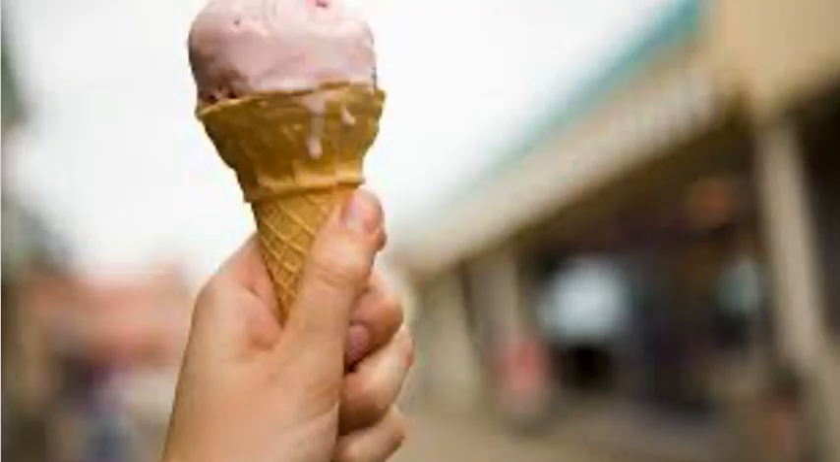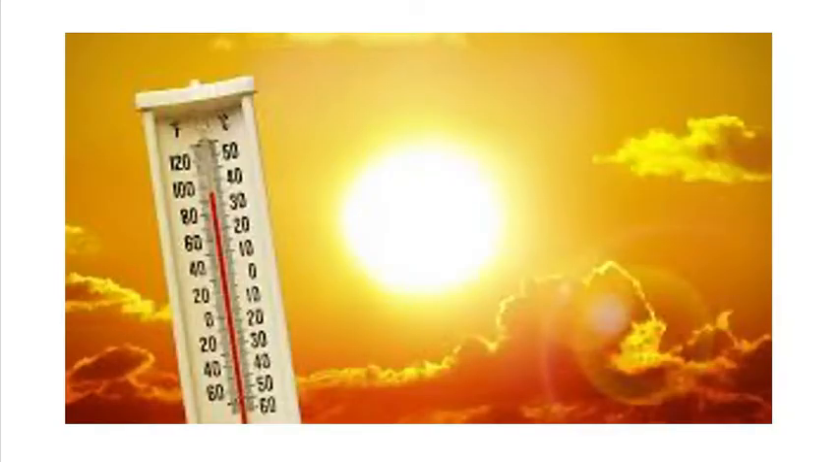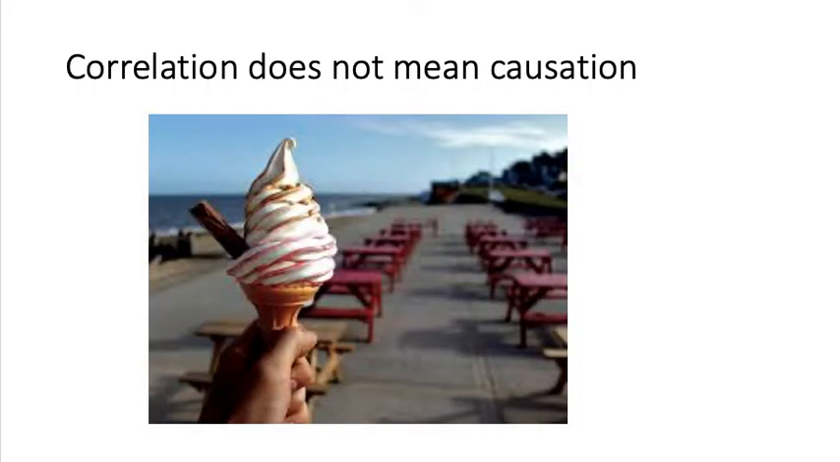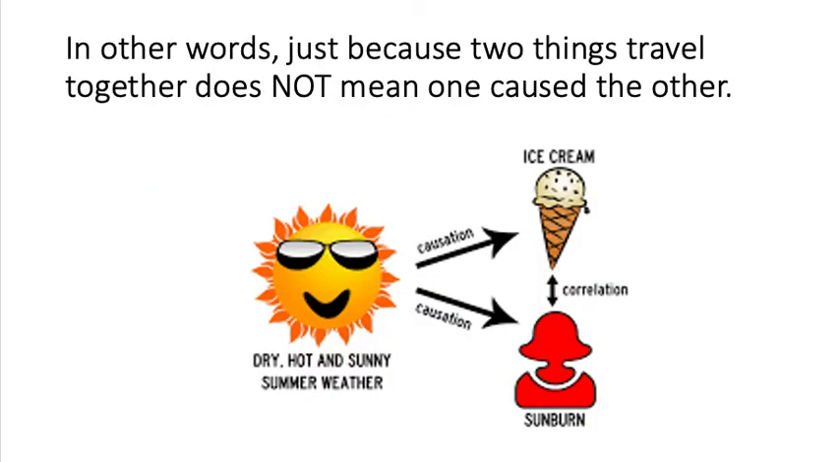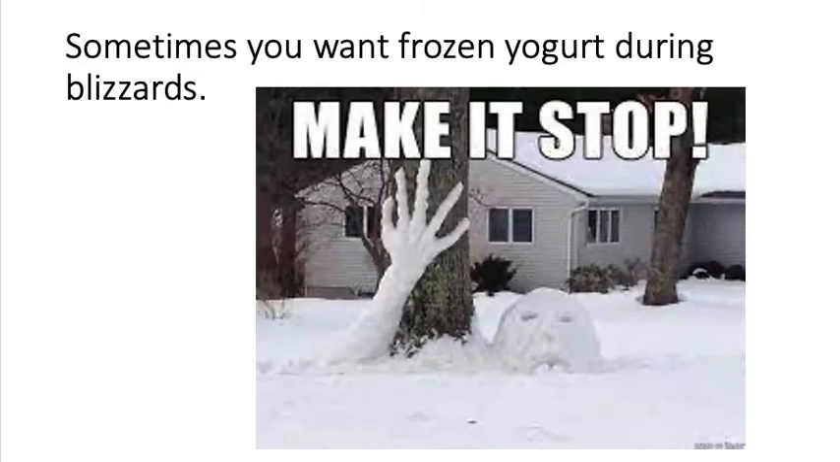Think of it this way. If you are buying ice cream, chances are it's going to be warmer outside. It doesn't mean that it's guaranteed. There's just a higher probability. Correlation does not mean causation. You will hear this phrase a lot. In other words, just because 2 things travel together does not mean one caused the other. Sunburn and ice cream travel together. They correlate. People are more likely to get sunburned in the summer, and they're also more likely to get ice cream in the summer. However, the sun causes both the sunburn and the increase in ice cream sales. The sunburn and ice cream do not cause one another. They simply travel or correlate together.